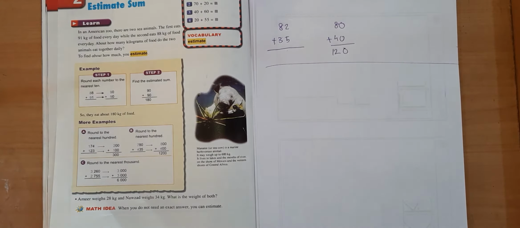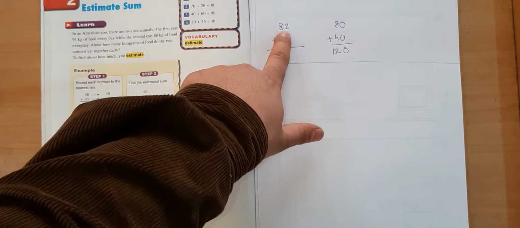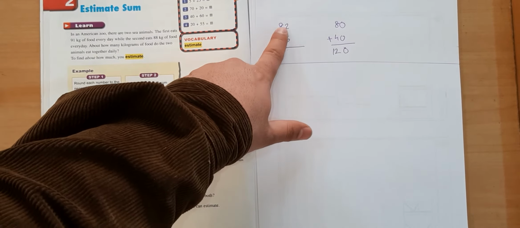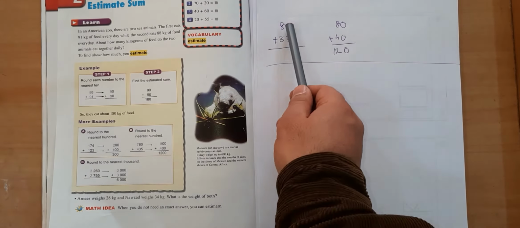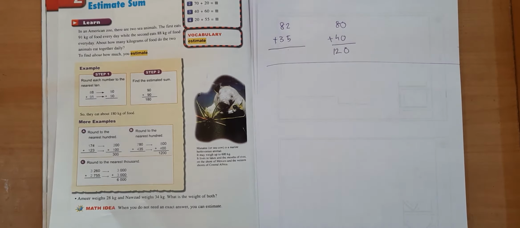First of all, find out how many digits the numbers have. So in this case, we have two-digit numbers. Okay, two-digit numbers. And now we're going to round each number to the nearest 10. Then we are going to estimate the sum.